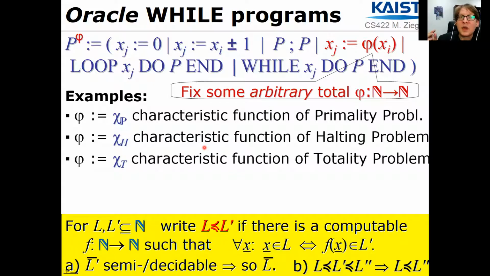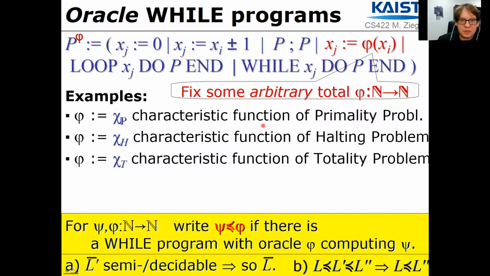Primality as a decision problem is known to be polynomial time decidable. We're going to talk about polynomial complexity in the second part. But factoring is not known to be possible in polynomial time. So we can capture that here in this setting with a function Oracle.